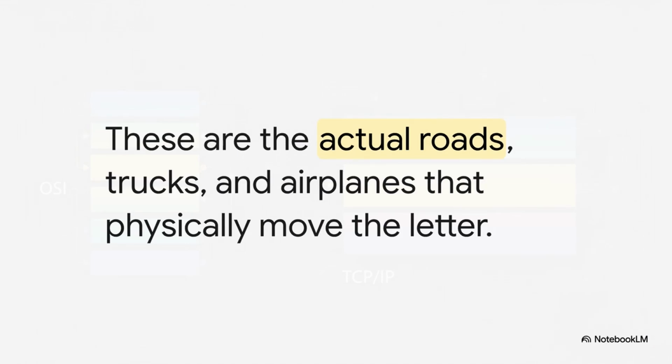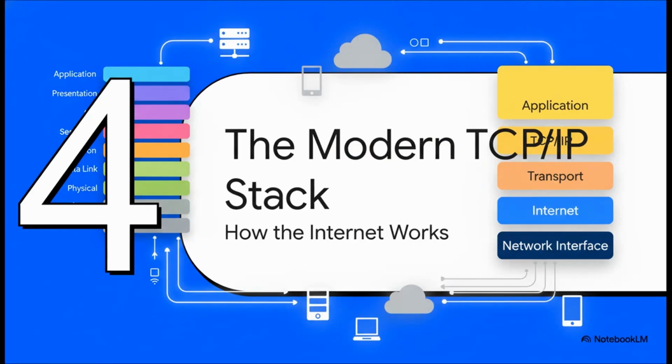And finally, we hit the foundation, layer 1, the physical layer. In our analogy, this is the actual physical stuff, the paper, the roads, the mail trucks, the airplanes. It's the infrastructure that physically moves the letter. In our world, it's the copper cables, the fiber optics, the Wi-Fi signals, the actual hardware that carries our data as electrical signals or pulses of light.